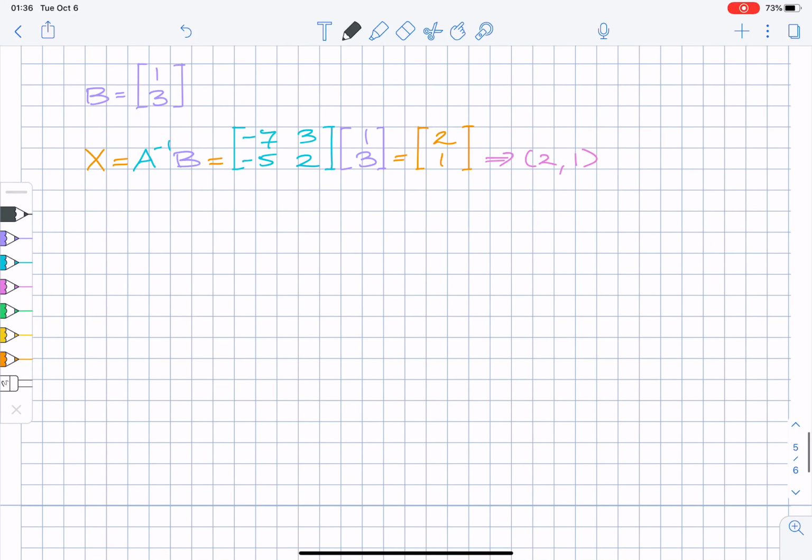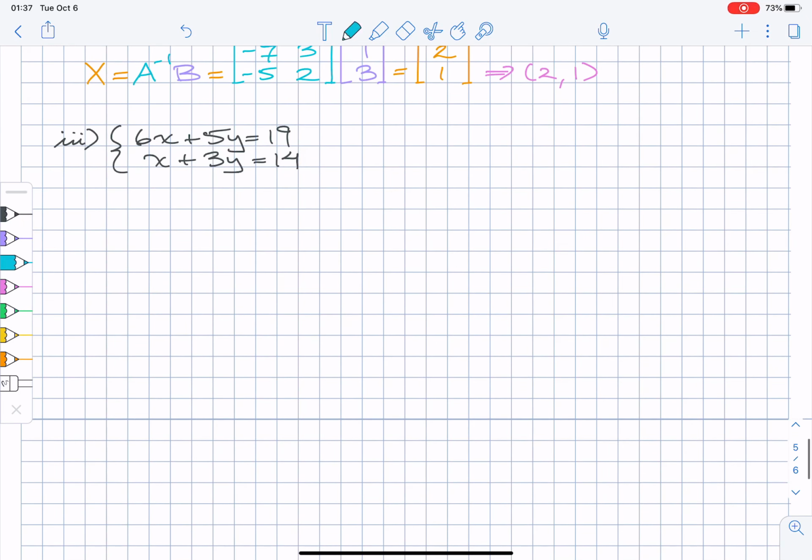Okay, let's do third time's the charm, and that'll be it for this section and this evening because my butt hurts from sitting. So 6x plus 5y is equal to 19, and x plus 3y is equal to 14. Okay, so we have A, the matrix of coefficients, is going to be 6 and 1, then 5 and 3.